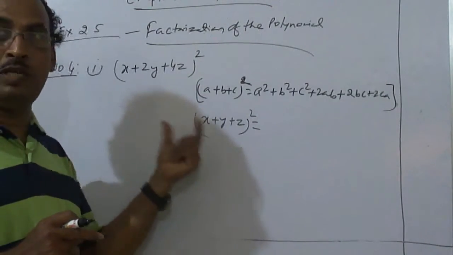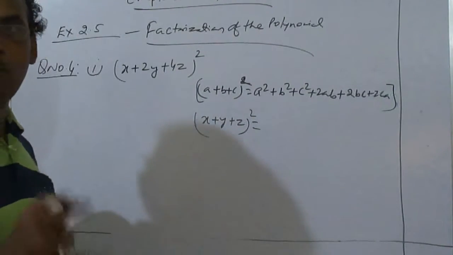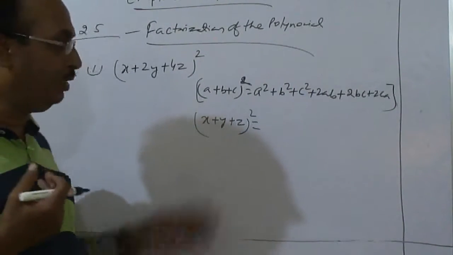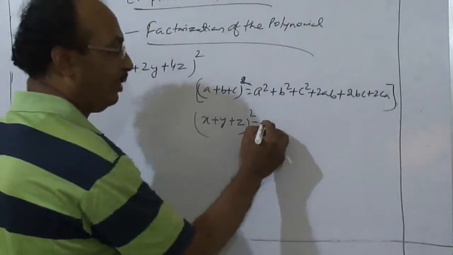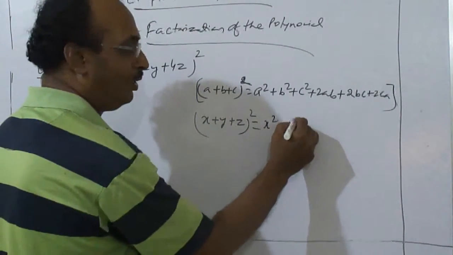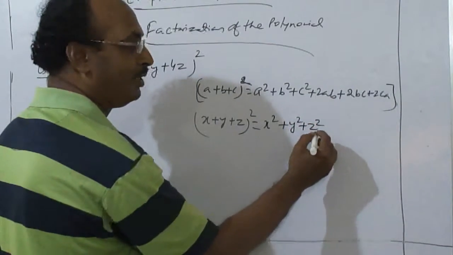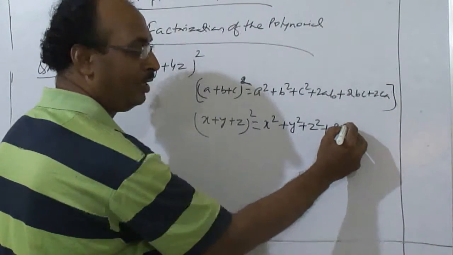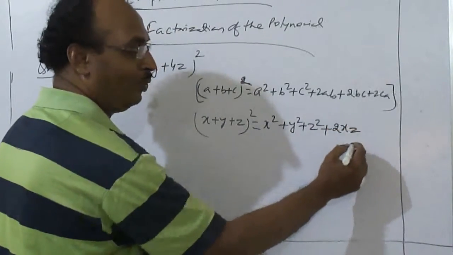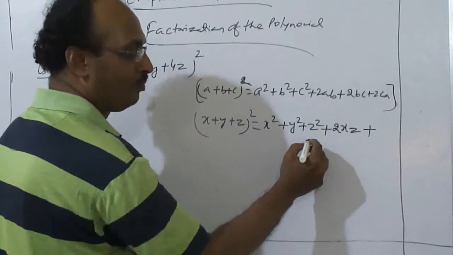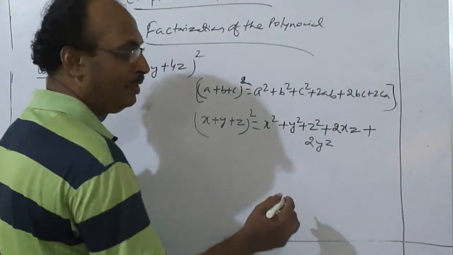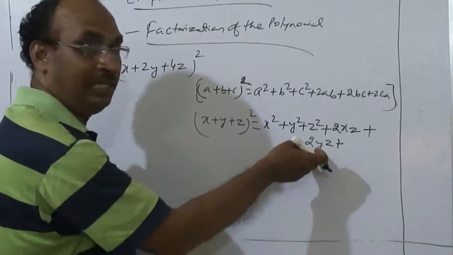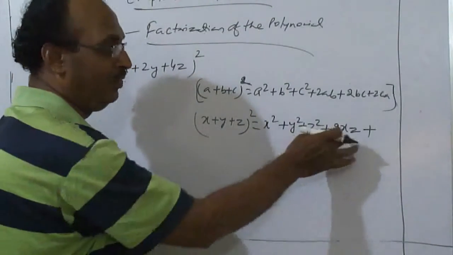x plus y plus z whole square, what should I write here? Don't look there, look here, because you already know these identities. Once you know them, then you expand it. x square plus y square plus z square plus 2xy, plus 2yz, plus 2zx.